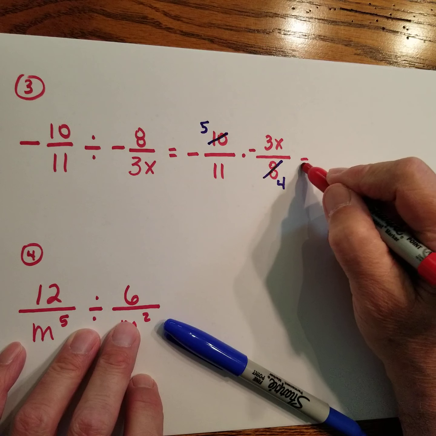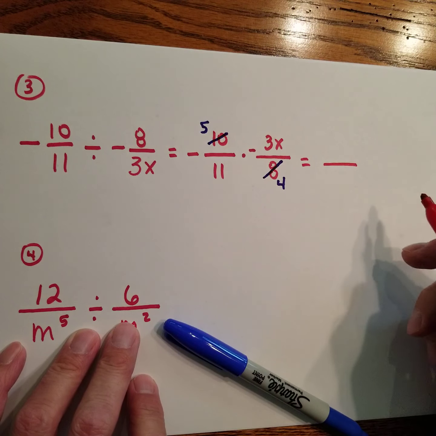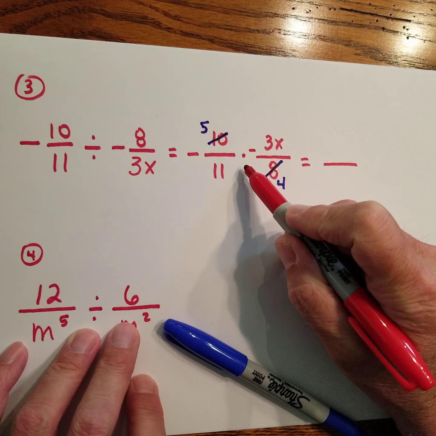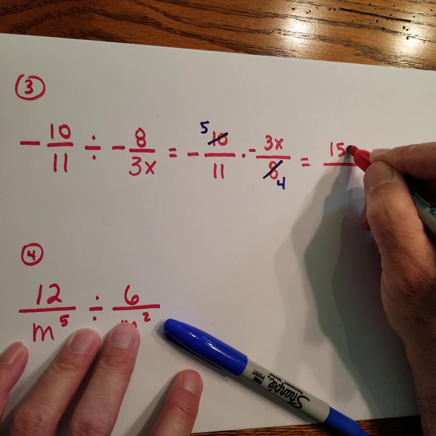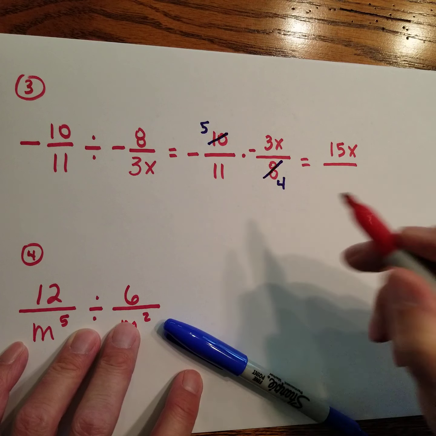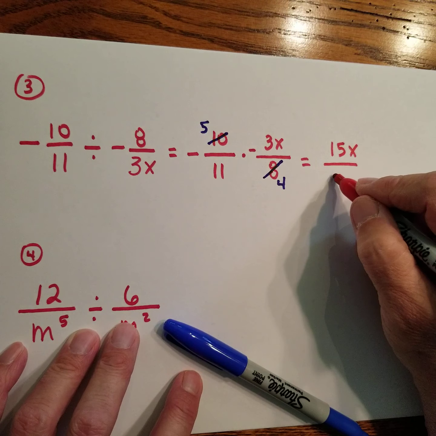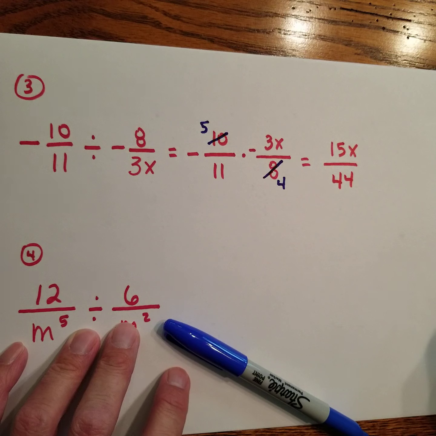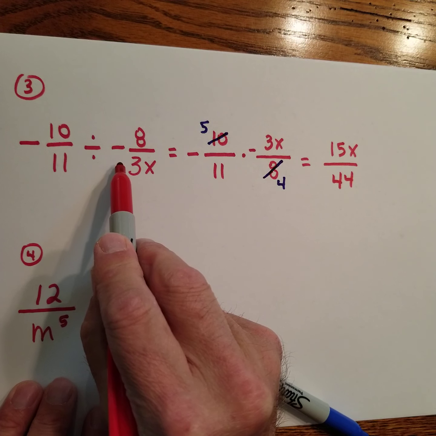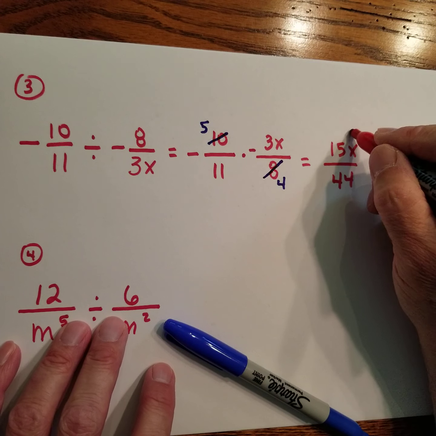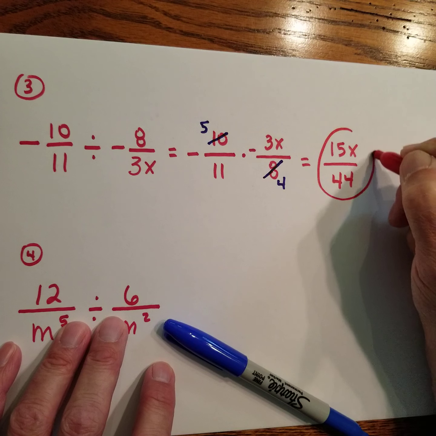Now let's multiply tops and bottoms. In the top, 5 times 3 times x. That's 15x. In the bottom, 11 times 4. That's 44. And I'm multiplying with 2 negatives. When I multiply with 2 negatives, my final answer is positive.